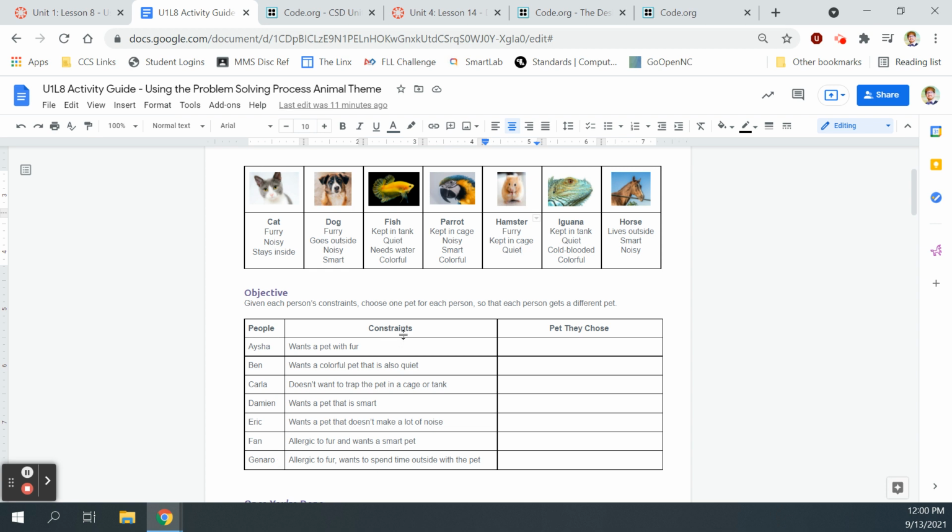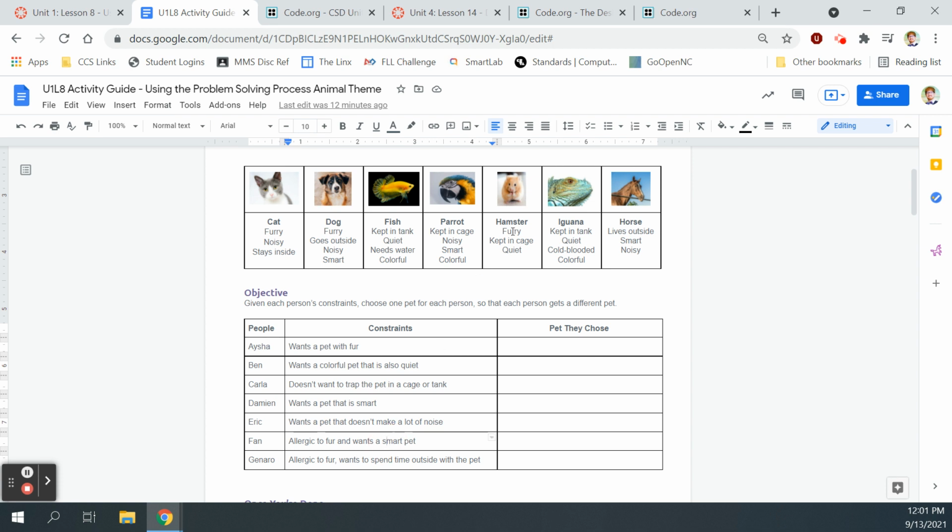All right. And then each of them has constraints, things that they require about their pet, right? So Aisha wants a pet with fur. Okay. Well, cats are furry, dogs are furry, hamsters are furry, right? So there are three options there. And that's their only constraint, is that it needs to be a pet with fur. All right, so let's see. This person down here also wants a pet with fur. This person's allergic to fur. They want it to be smart, though.